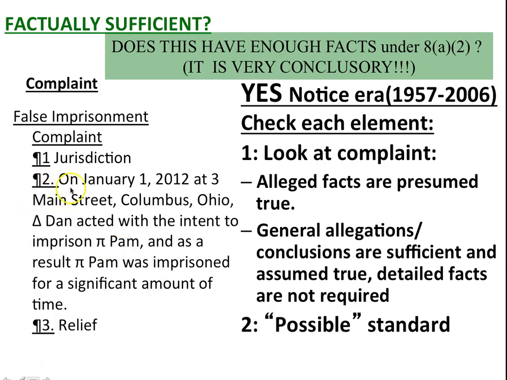Why? Remember, we presume both facts like January 1st, 2012 are true. We also presume that any general allegations or conclusions, like Pam was imprisoned for a significant amount of time, are presumed to be true, and we simply ask, could the plaintiff possibly recover? And our answer would be yes. If Pam can find proof that Dan acted with intent and imprisoned her, she could recover. So therefore, under the notice standard, this complaint would be factually sufficient.